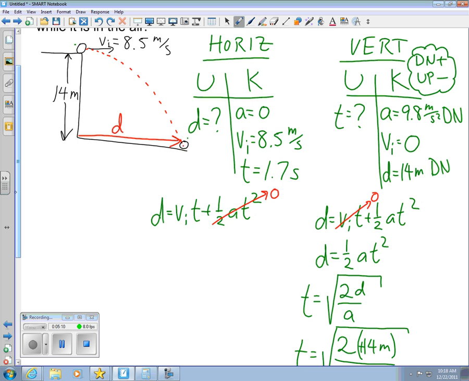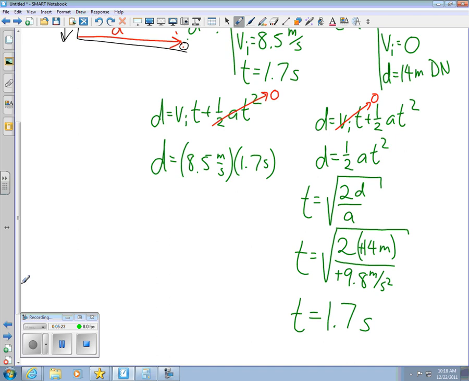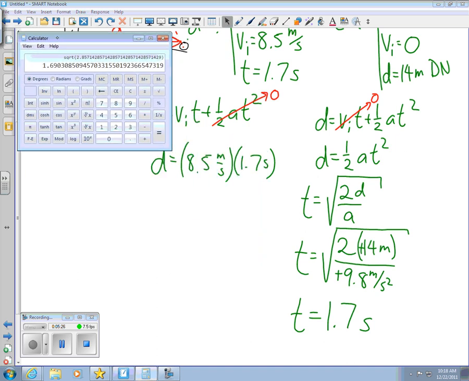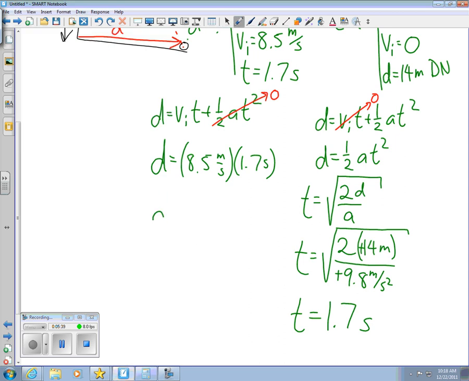And I'm left with d equals Vi t, which is 8.5 meters per second times 1.7 seconds. I'll multiply those on my handy-dandy calculator here, and I have 8.5 times 1.7 is equal to 14.45. I'll round that to 14.5 meters. I am done, and I am happy.